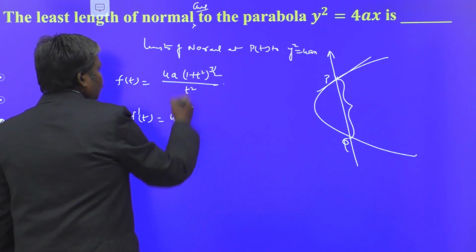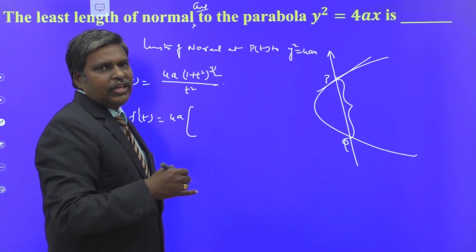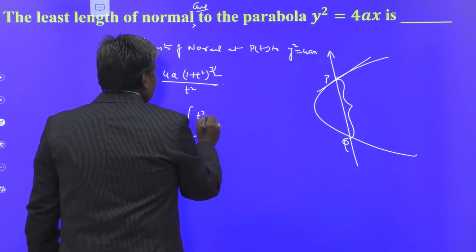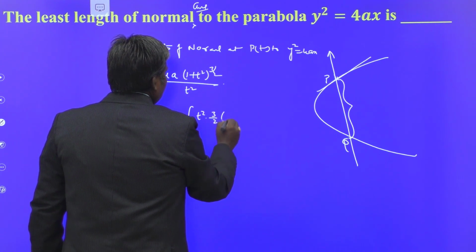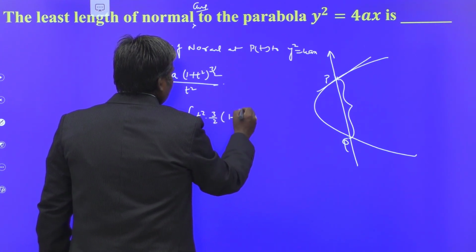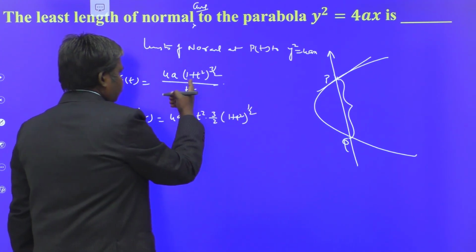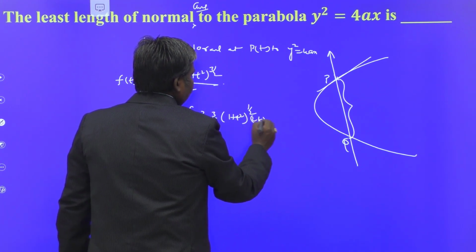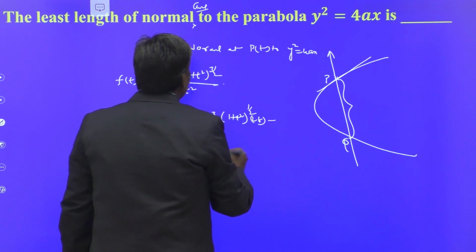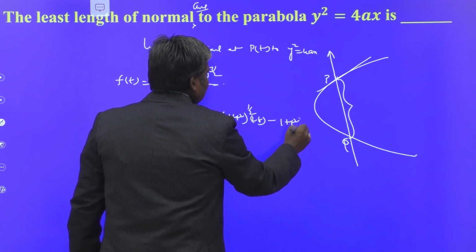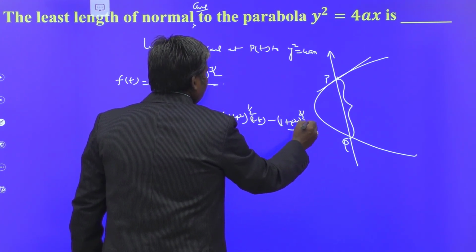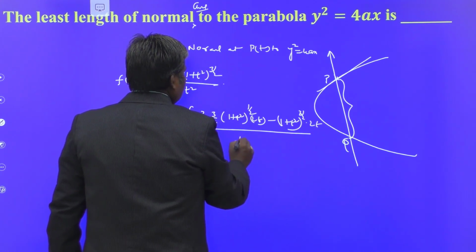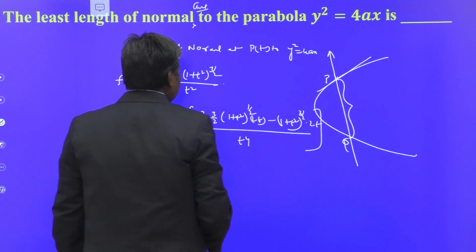4a into, this is of the form u by v, so v u dash minus u v dash by v square. That is t square into, its derivative is 3 by 2 times 1 plus t square whole to the power of 1 by 2, n into x power n minus 1, into its derivative 2t, minus 1 plus t square whole to the power of 3 by 2 into 2t, by t square whole square, that is t power 4.